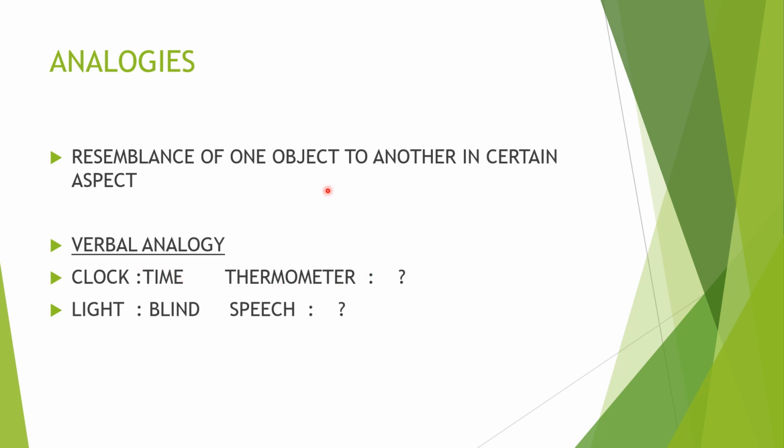So you have to find the resemblance of one object to another. After that you want to find how the next word is related to the next. That is, you have to find the similarities and then find the answer to the question. This is what we call analogies. This type of questions they will also ask in our question paper.